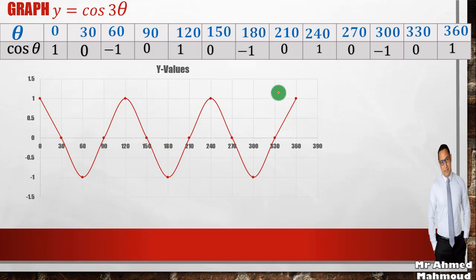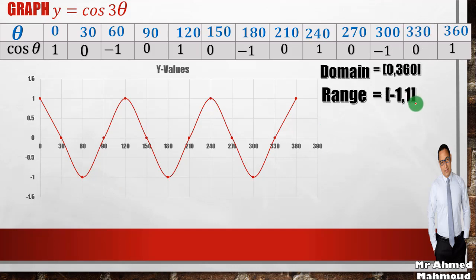Okay, the domain here is from 0 to 360 or 2 pi. The range, the minimum value is negative 1, the maximum value is 1. But the period here is not 360. Every 120 degrees it makes a whole period, and 120 means 2 pi over 3.